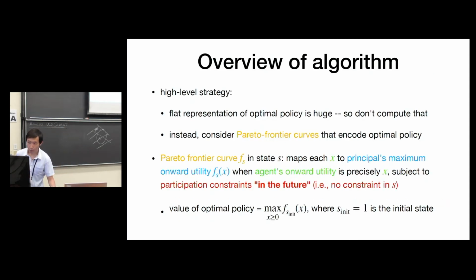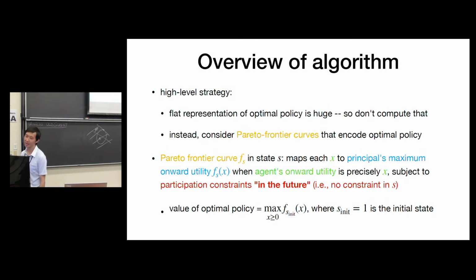Okay, so I want to very quickly give you an overview of the algorithm. The idea is that the optimal policy is huge, so we can't compute that. Instead, we want to consider the Pareto frontier curves that encode the optimal policy. So what are these curves? The Pareto frontier curve in state s is a mapping from each desired agent's onward utility x to the principal's maximum utility f_s(x), subject to the constraint that the agent's onward utility is precisely x. It's kind of convoluted, but it's the best way to trade off between the agent's onward utility and the principal's onward utility.